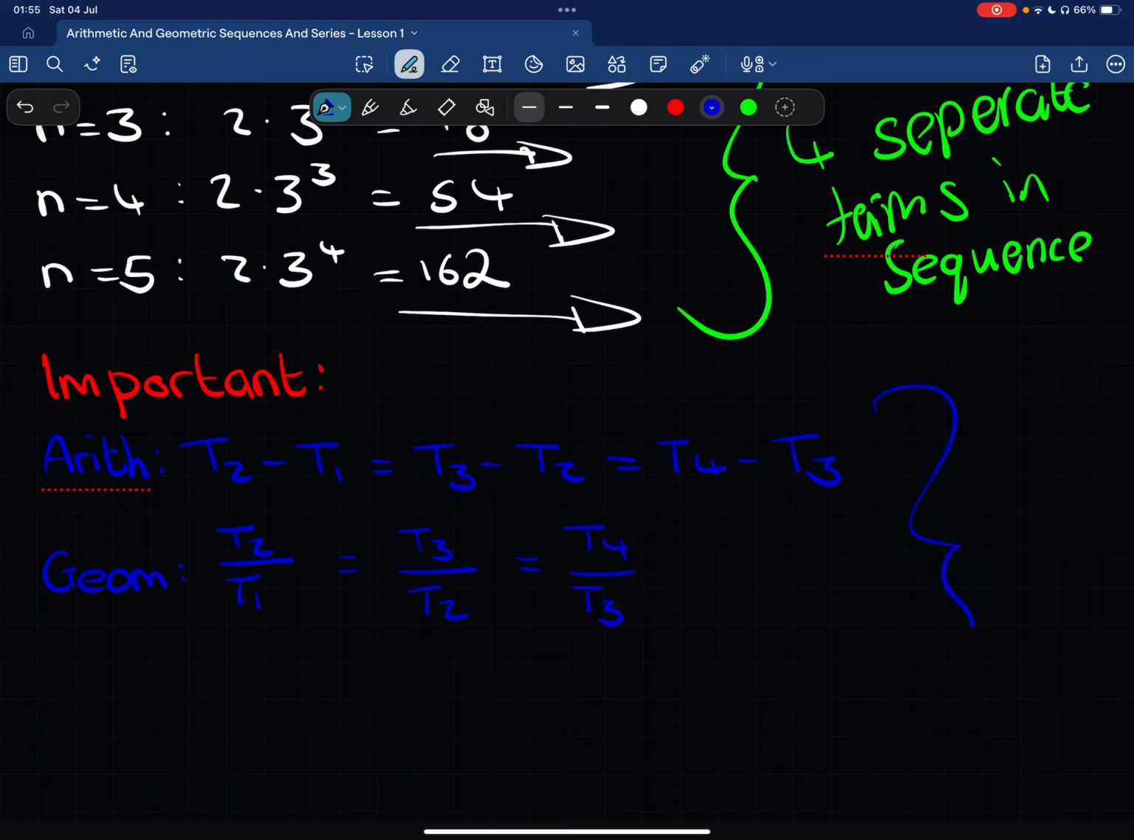These two properties for arithmetic and geometric sequences are very important, based on certain questions that they like to ask in different tests and exam situations.